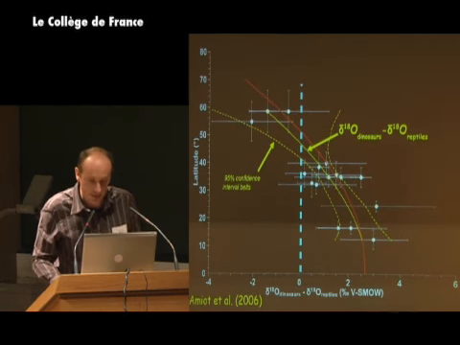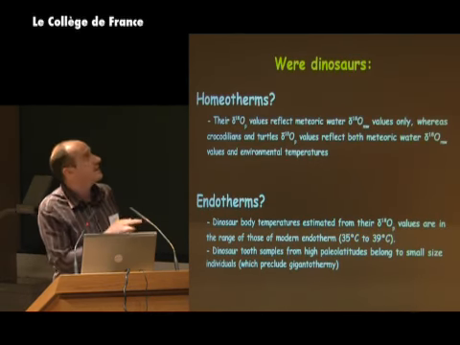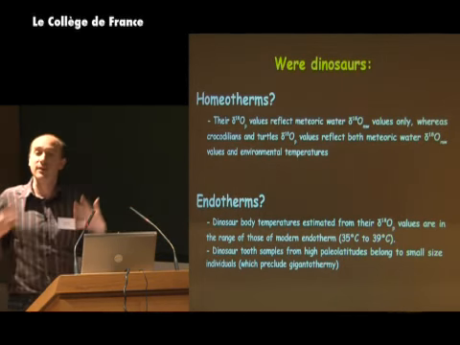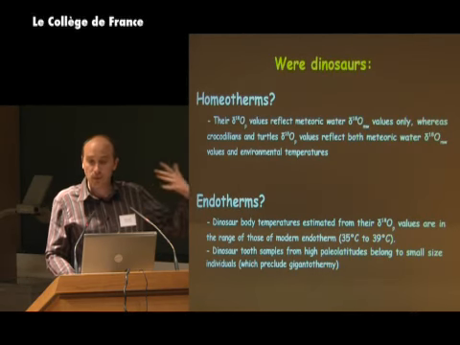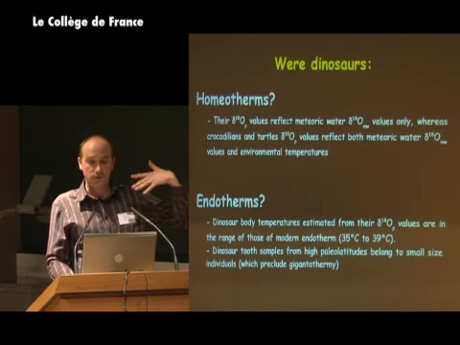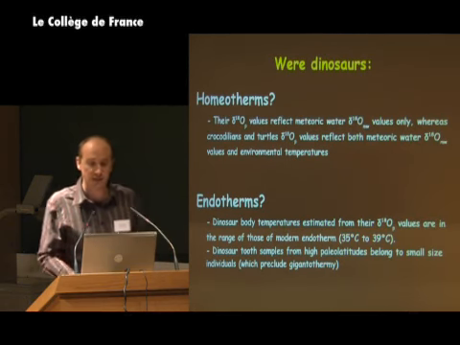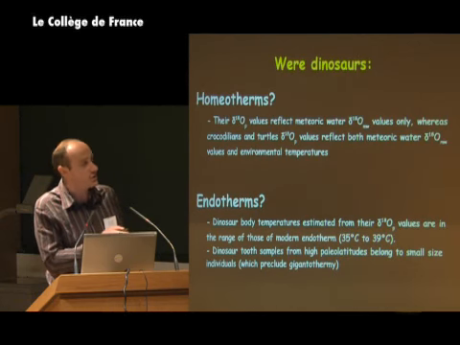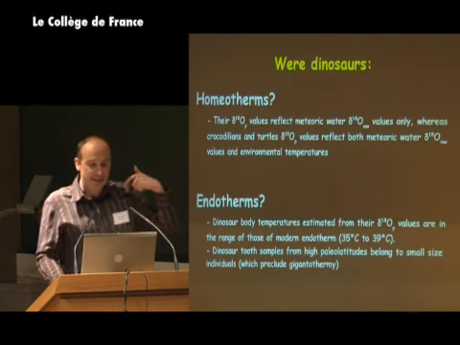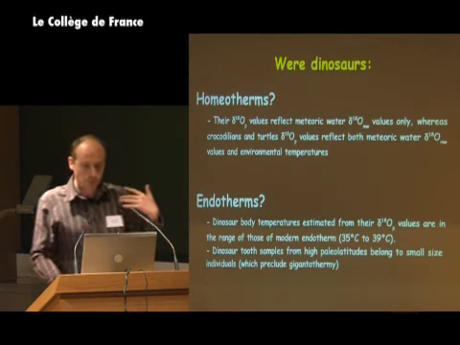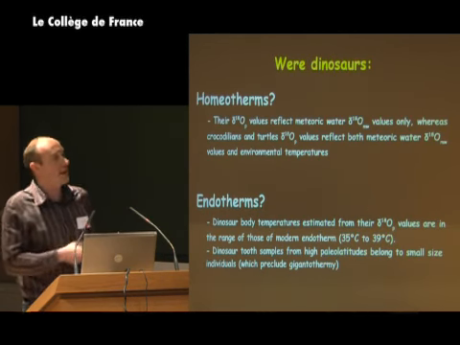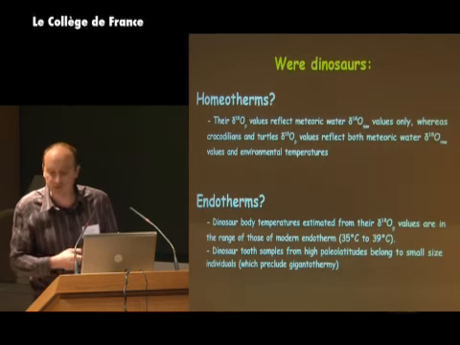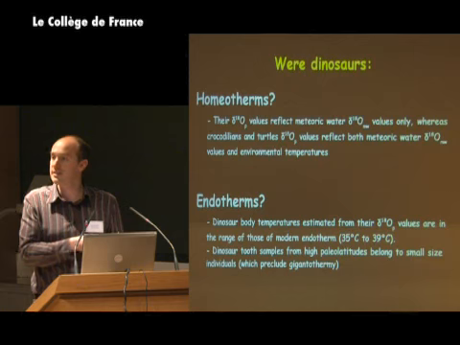So this provides good evidence that dinosaurs were homeotherms, because their delta weighting values reflect meteoric water values only, whereas the delta weighting values of crocodiles and turtles both reflected the drinking water and environmental temperature. And I think they were also endothermic, for two reasons: the estimated body temperature of dinosaurs made using this theoretical framework is in the range of 35 to 39 degrees.